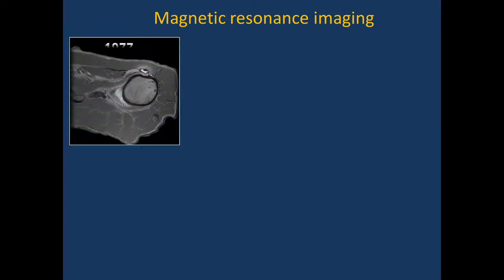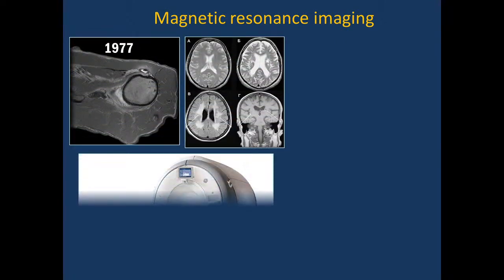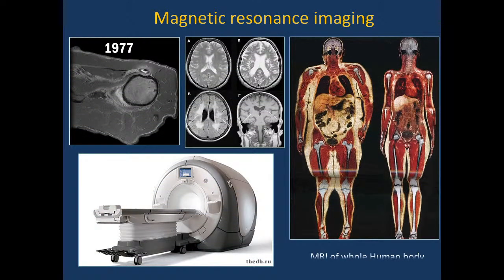In the last part, I show you magnetic resonance imaging, or MRI scan. In comparison with the CT scan, this method is younger. It was invented also in California, in the United States, in 1977.